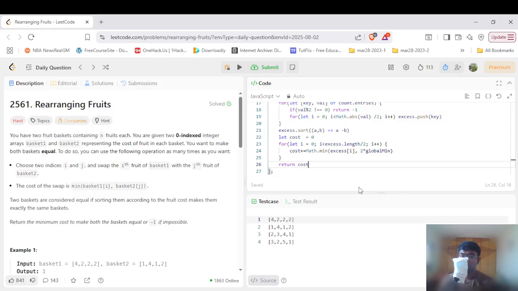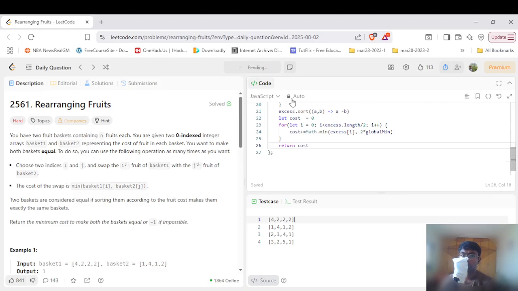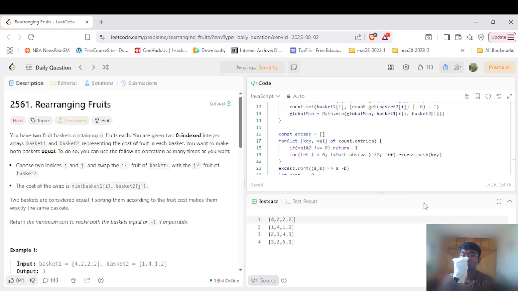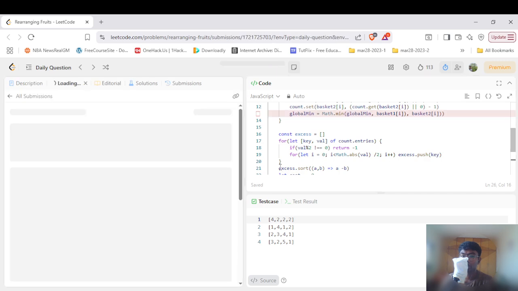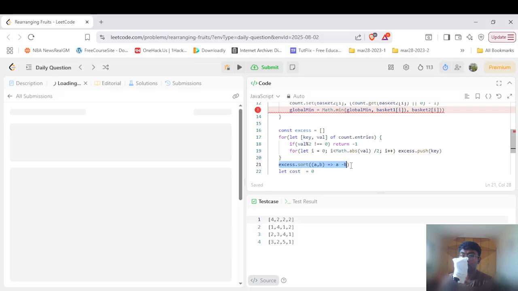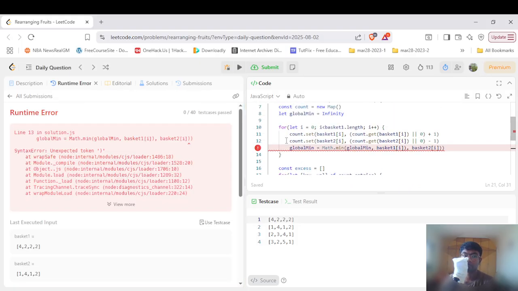Okay, so this should solve our problem. The time complexity of the solution would be O of n log n because we are also sorting the excess array, and space complexity would be O of n because we are storing a hash map here.